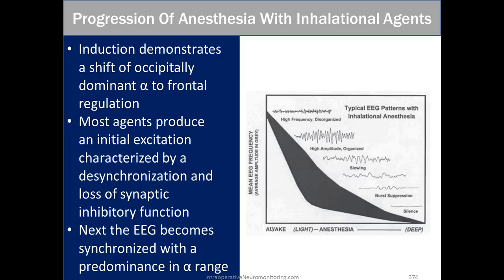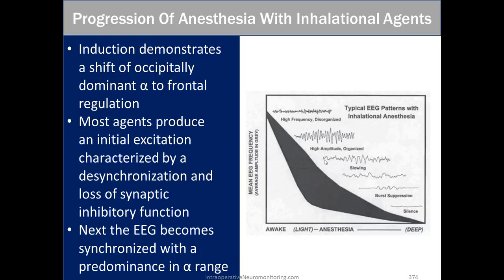So if we look at the picture here, we go from awake to light anesthesia to deep, and the mean EEG frequency. In the very beginning, while we're awake, we have a very high frequency and it's disorganized. This is the initial anesthesia coming on. We become even more desynchronized, a little bit faster in frequency. And then we move into light anesthesia where we get high amplitude. It's now more well-organized. This general area is where we like to monitor when we're doing something like carotids where we want a steady state anesthetic in the alpha beta range.